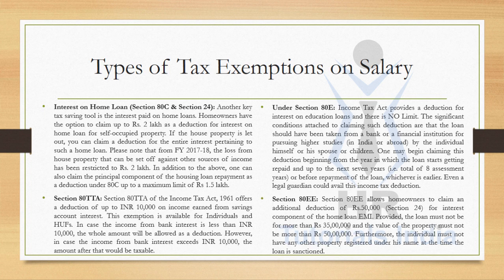Section 80EE. Section 80EE is another type of tax exemption on salary which allows homeowners to claim an additional deduction of Rs 50,000 under Section 24 for the interest component of the home loan EMI, provided that the home loan must not be more than 35 lakhs and the value of the property should not be more than 50 lakhs. A condition is that the individual must not have any other property registered under his or her name at the time of loan sanction.